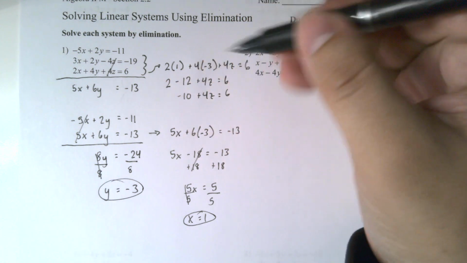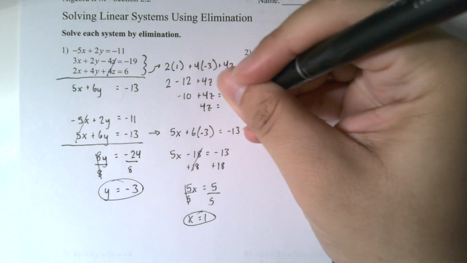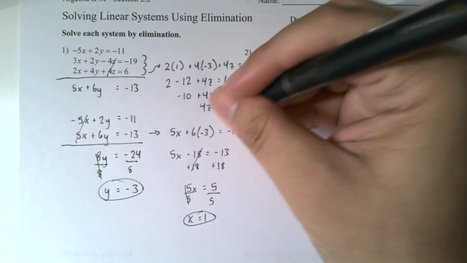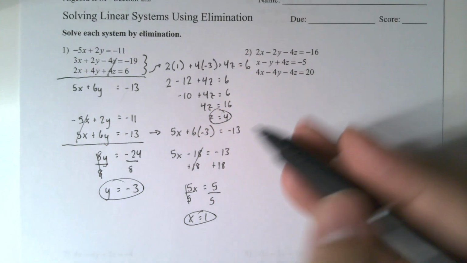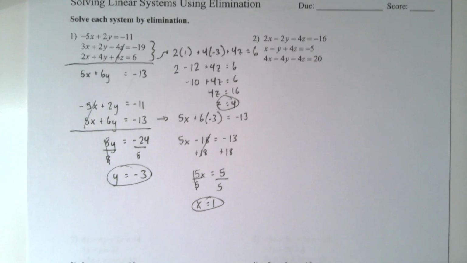Plus 4z is 6. Adding the 10 to both sides, we're going to get 4z is equal to 16. And now dividing by 4 on both sides, that means that z is going to be equal to 4. So now that we know that z is equal to 4, we have that x and y are equal to 1 and negative 3.